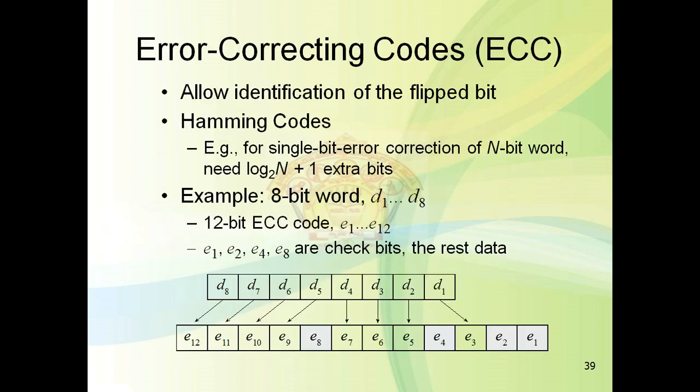To do this we have to use error correcting codes, that is nothing but the Hamming codes. This ECC, error correcting code, allows identification of the flipped bit. It will tell us which bit is changed. For example, we'll start with the single bit error correcting code.